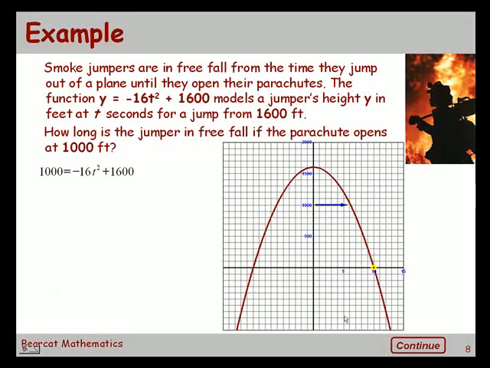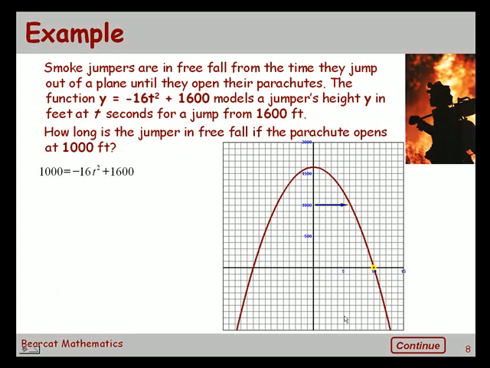Now, he's actually parachuting down from the point where the arrow is here to the ground, to the yellow dot. He's free falling from the vertex to the point. So I want to know what's going on at that point. If I can find the time at that point, I can pretty much answer the question, right? So the height is 1,000 feet at that point. That equals negative 16t squared plus 1600. What's t in this problem? Time. What do they want to know? How long? If I can find t right there, am I done?